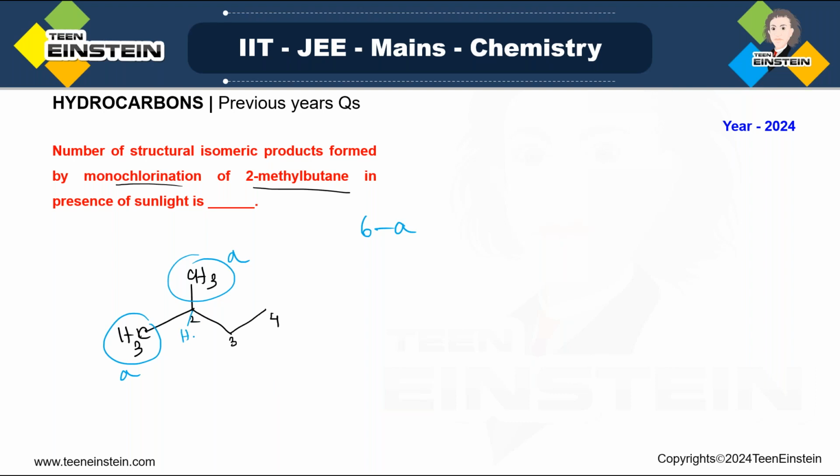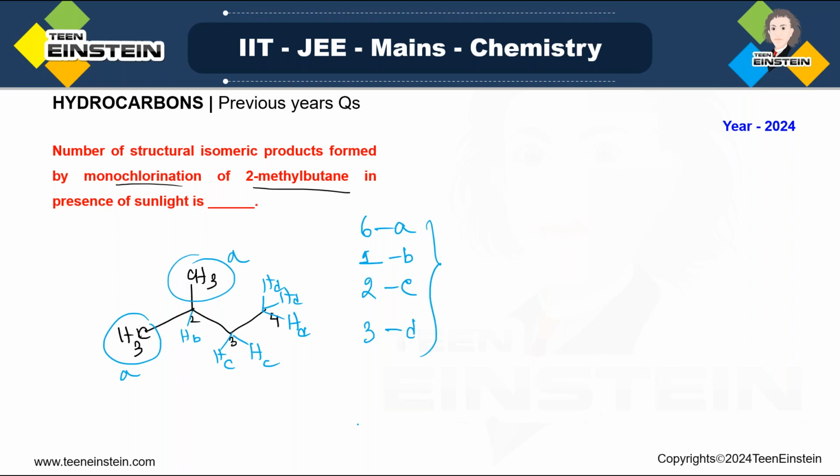Then if you consider this hydrogen, suppose it is hydrogen B, you have one B type of hydrogen. Then for these two hydrogens, suppose it is C, so you have 2 C type of hydrogen. And again, these 3 hydrogens in the methyl, suppose it is D type. So all are D, so 3 D. So total 4 types of hydrogens are there, A, B, C, and D.